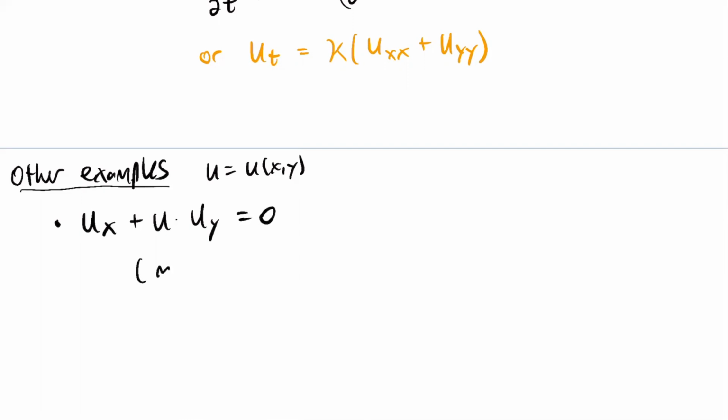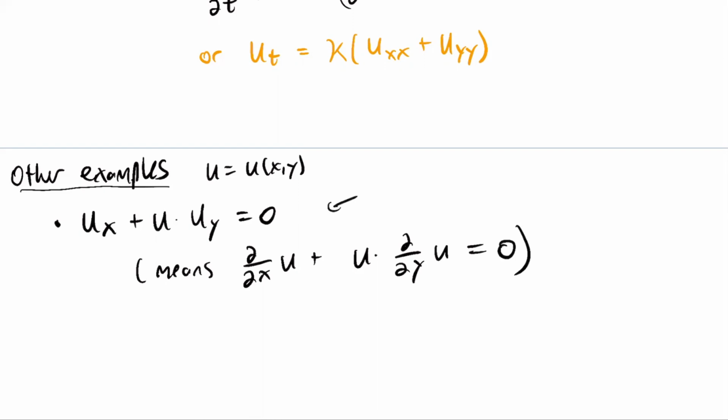So what does this mean if we unwind the shorthand? This means that the derivative with respect to x of u plus u times the derivative of u with respect to y is equal to 0, right? And so this partial differential equation turns out to describe shock wave phenomena in a simplified model, but still, right? So this describes shock waves.